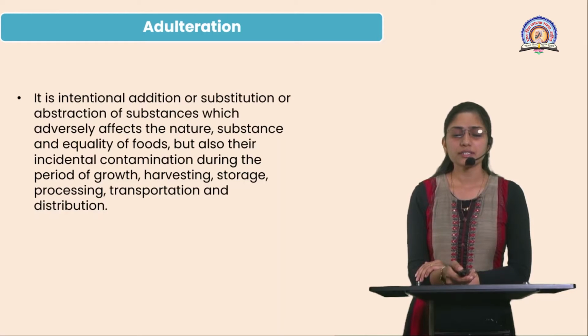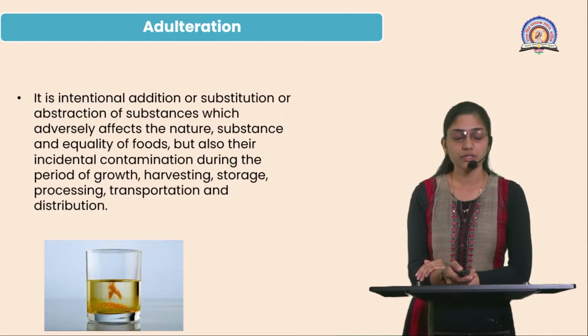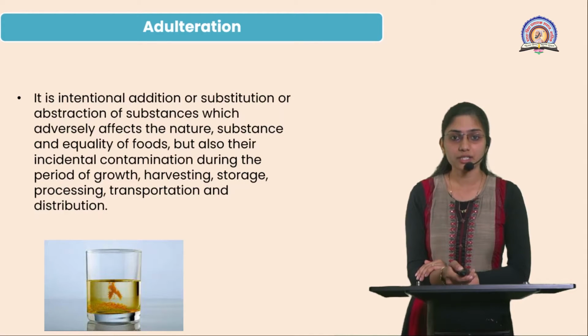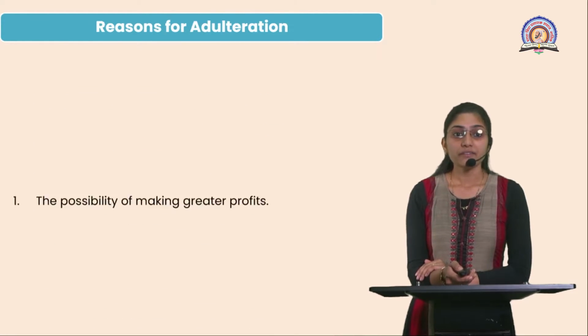Adulteration is a simple process in which something gets added or something gets substituted. Now we will study the actual definition of adulteration. It is the intentional addition, substitution or abstraction of substances which adversely affect the nature, substance and quality of food, but also their incidental contamination during the period of growth, harvesting, storage, processing, transportation, and distribution. So, adulteration is a simple process in which intentionally something is added or intentionally something is substituted.